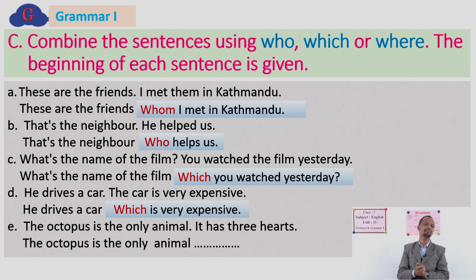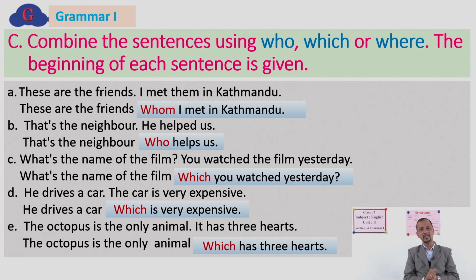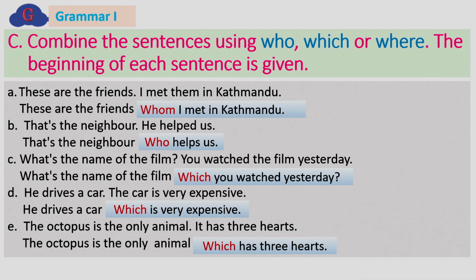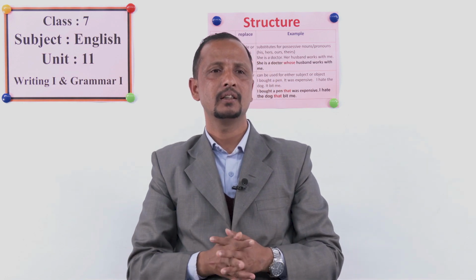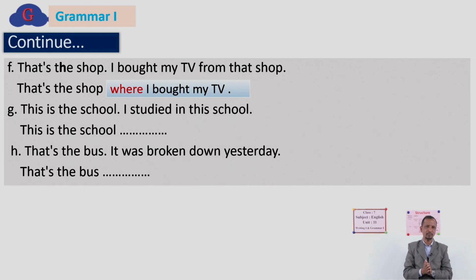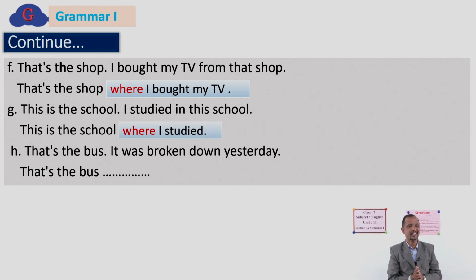Now, E number. The octopus is the only animal, it has 3 hearts. What will be? Please, go ahead. Yes, which has 3 hearts. Animals, that's why we use which. So, now, let's see the other. That's the shop. I bought my TV from the shop. That's the shop where I bought my TV. Okay, now G number, where I studied. Yes, this is the school where I studied.